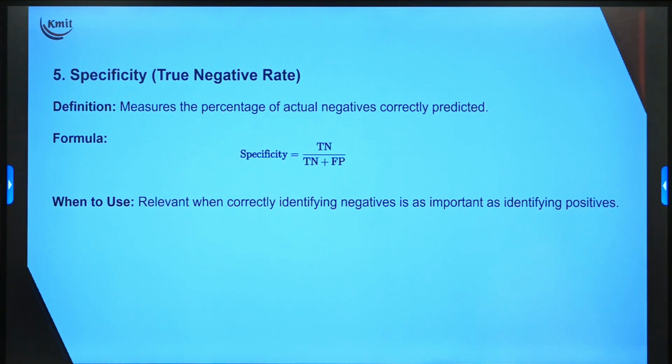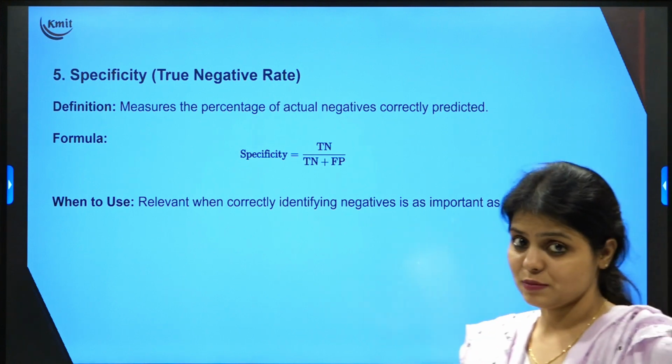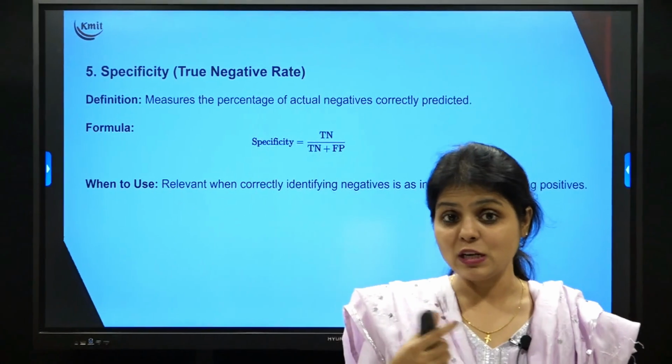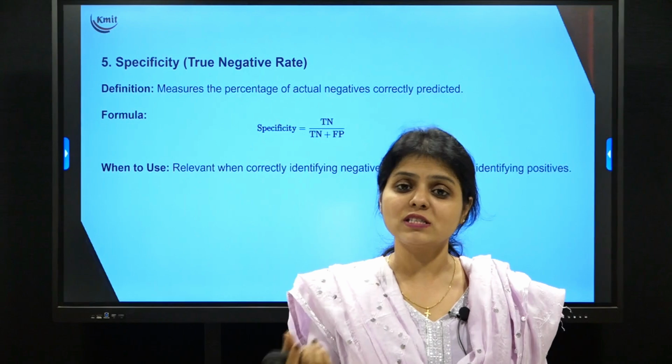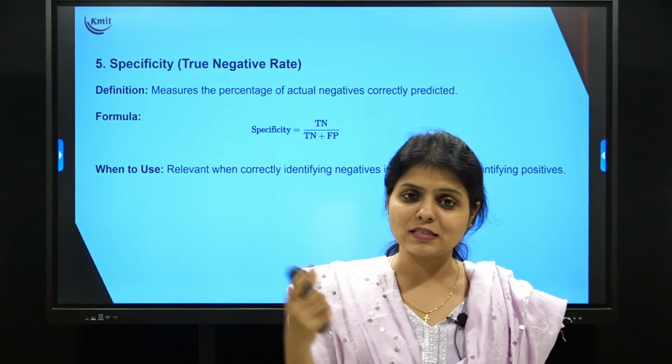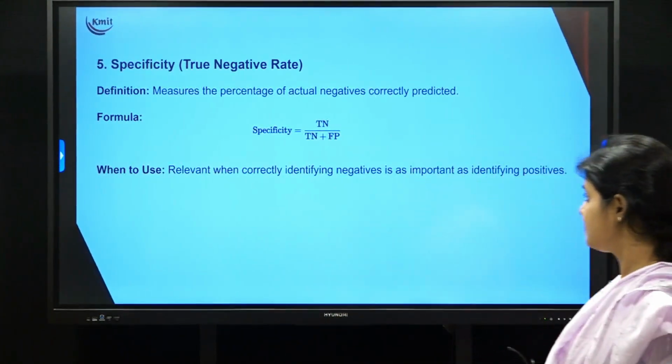Okay, so we use this when you want to identify negatives as correctly as positives, for example to know how many people have failed in the class, because I am equally bothered about the failed students along with the passed students. In these cases we will be using specificity.